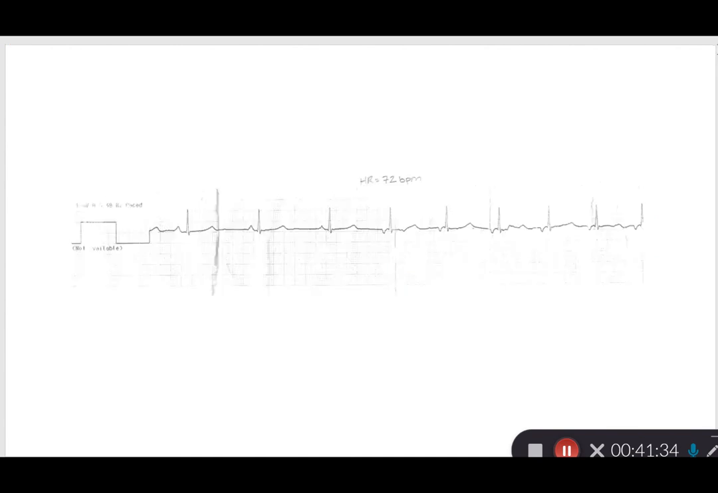And she's pretty stable. She just felt like she was feeling a little lightheaded when she had that, and a little bit of chest pressure, but really that was it.